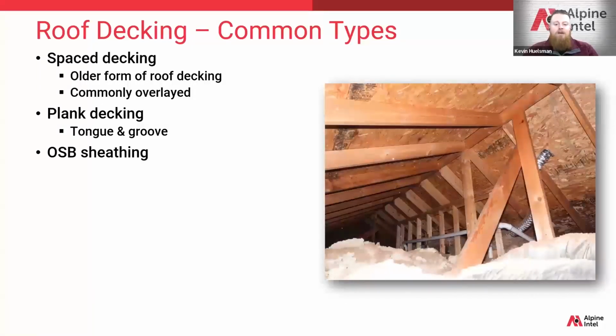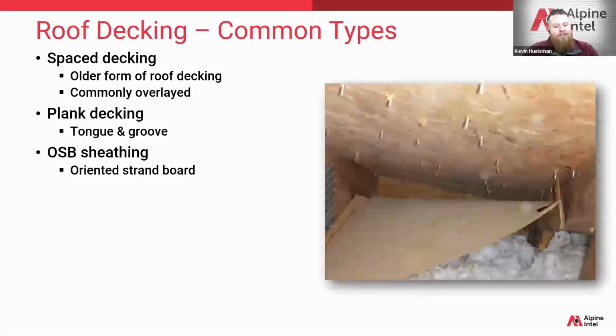OSB sheathing is now very commonplace in residential construction. Oriented strand board, or really random oriented strand board, is basically a bunch of wood chips that are glued and pressed together into sheets like you see here. Now, it's among the most cost-effective options for roof decking or really any sheathing project or product. They manufacture OSB for roofing, for walls, or even subflooring.